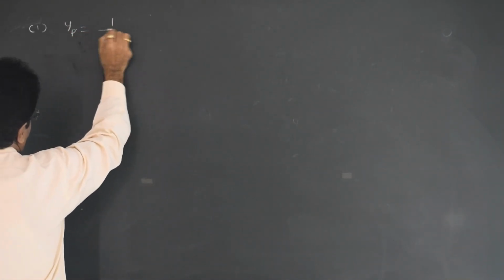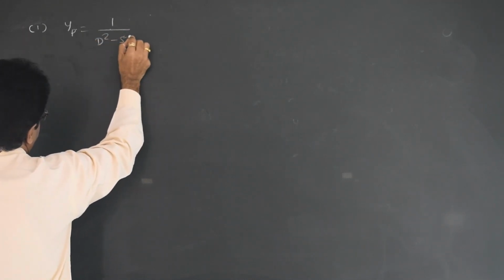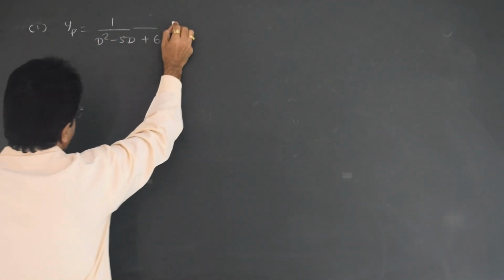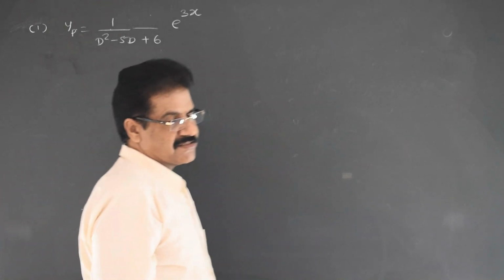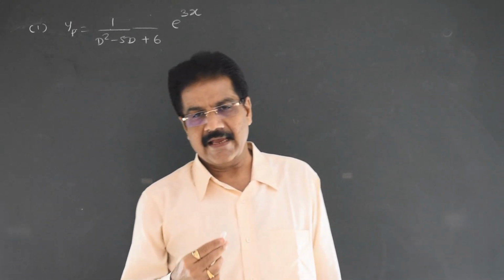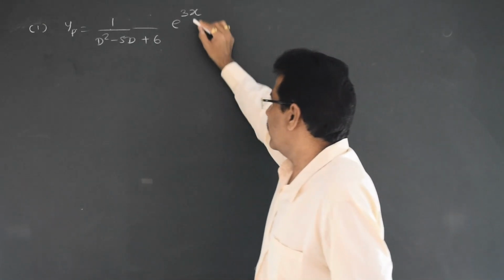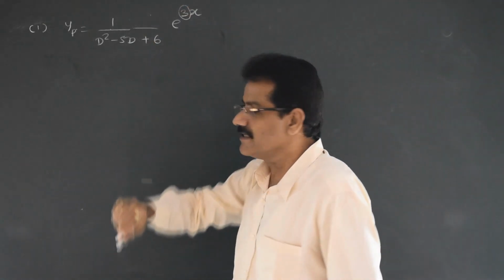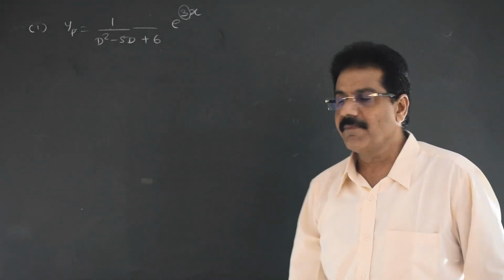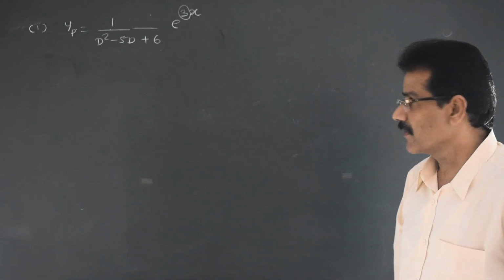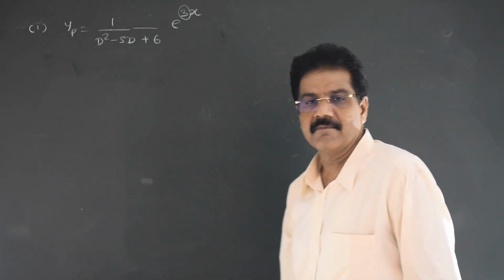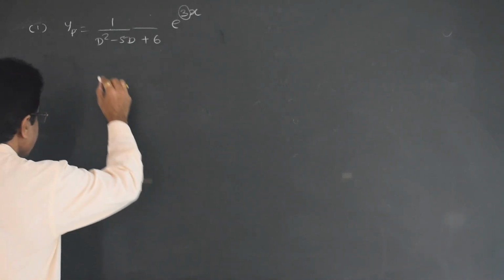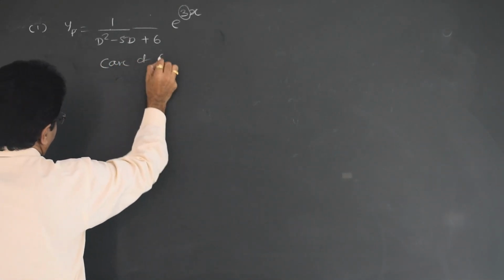Yp is equal to, for example, 1 upon d square minus 5d plus 6 into e raised to 3x. Now in this case, we just have to replace d by a, meaning the coefficient of x in the exponent. In this particular example, you can see that the value of a is 3. So replace d by 3 orally. If you replace d by 3, you will see that the denominator is becoming 0. It means that here it is a case of failure.